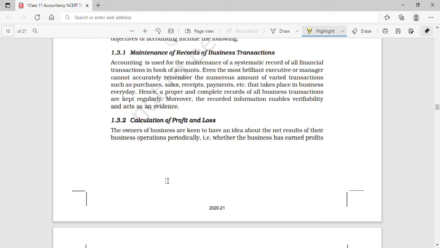On what basis did you calculate things? Because if you do not have proof, the auditors will question what kind of accounting has been recorded, and it will be a negative point for the company.